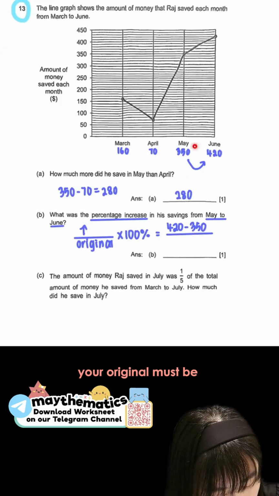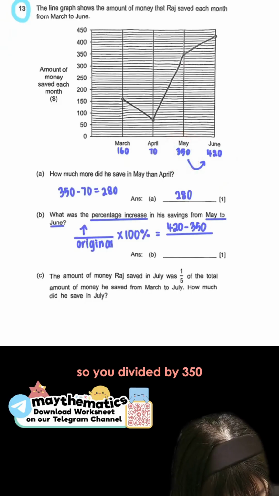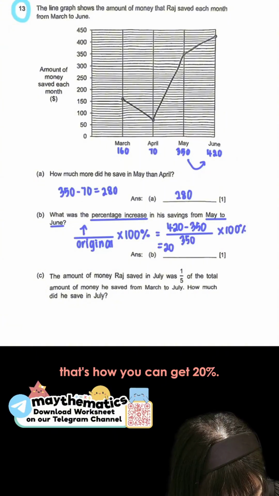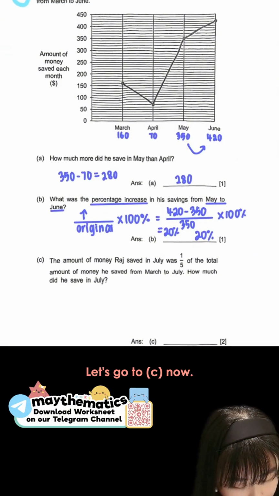Your original must be in the month of May. So you divide it by 350. Then you multiply by 100%. That's how you can get 20%. Okay, let's go to C now.